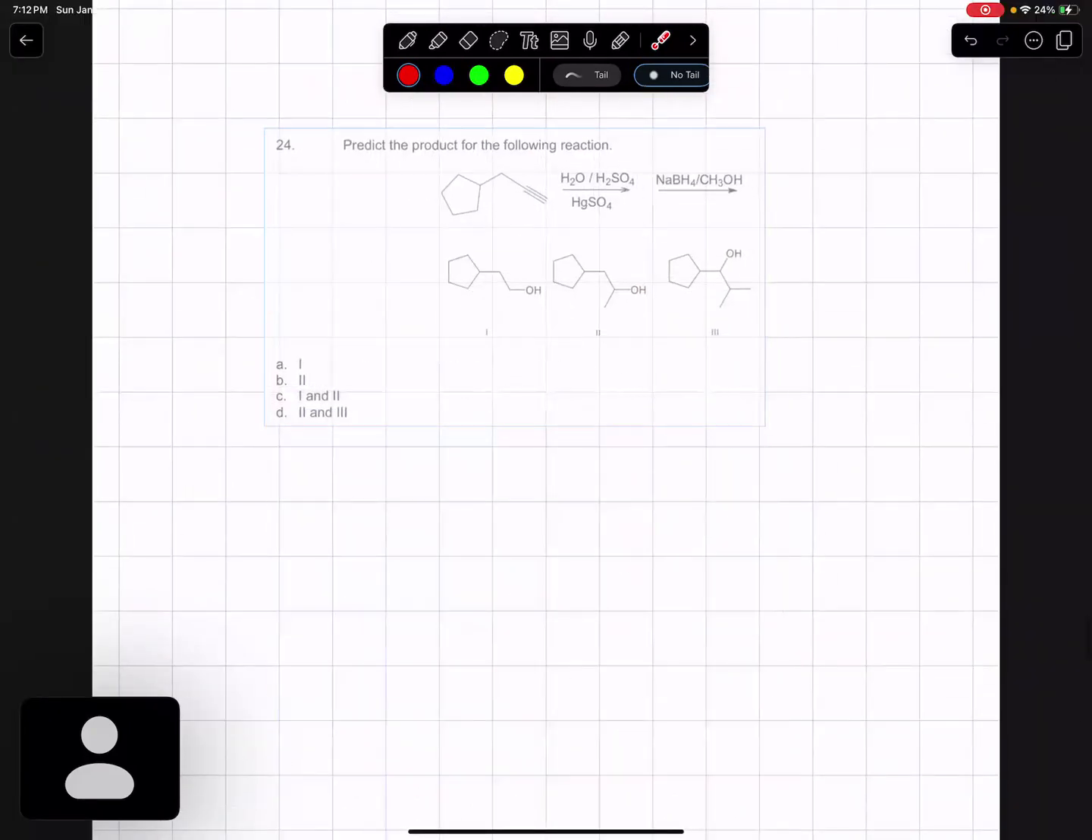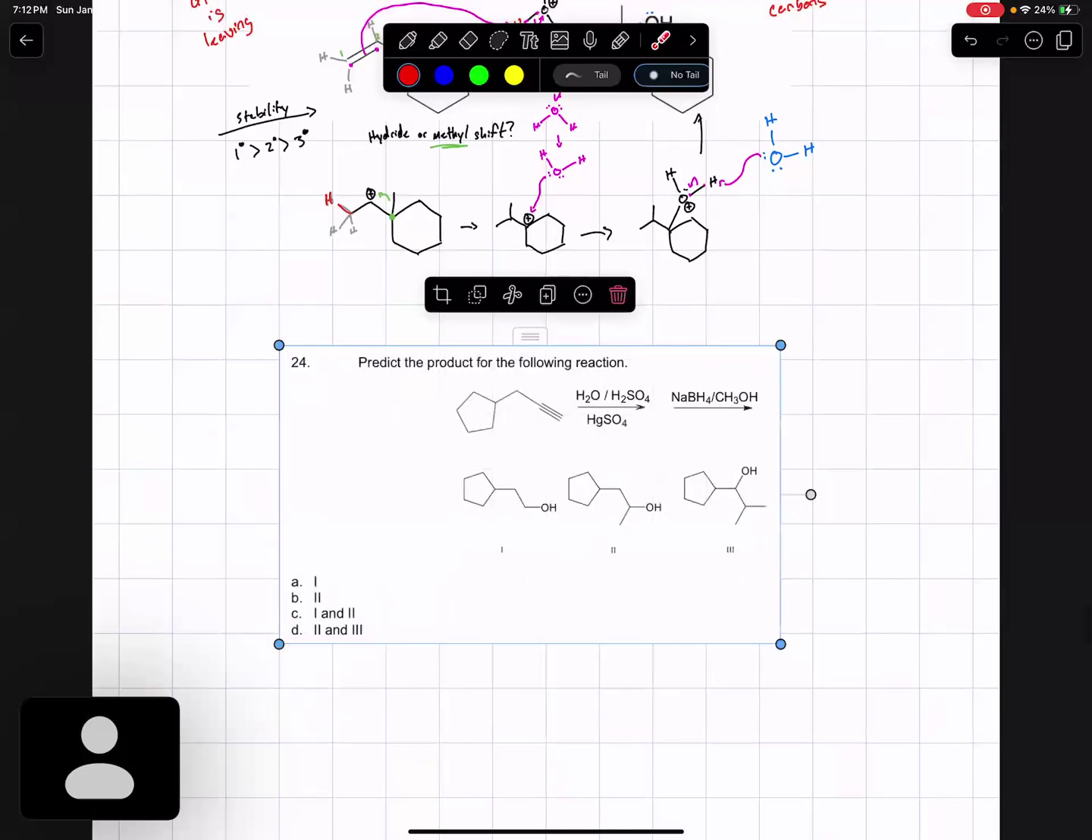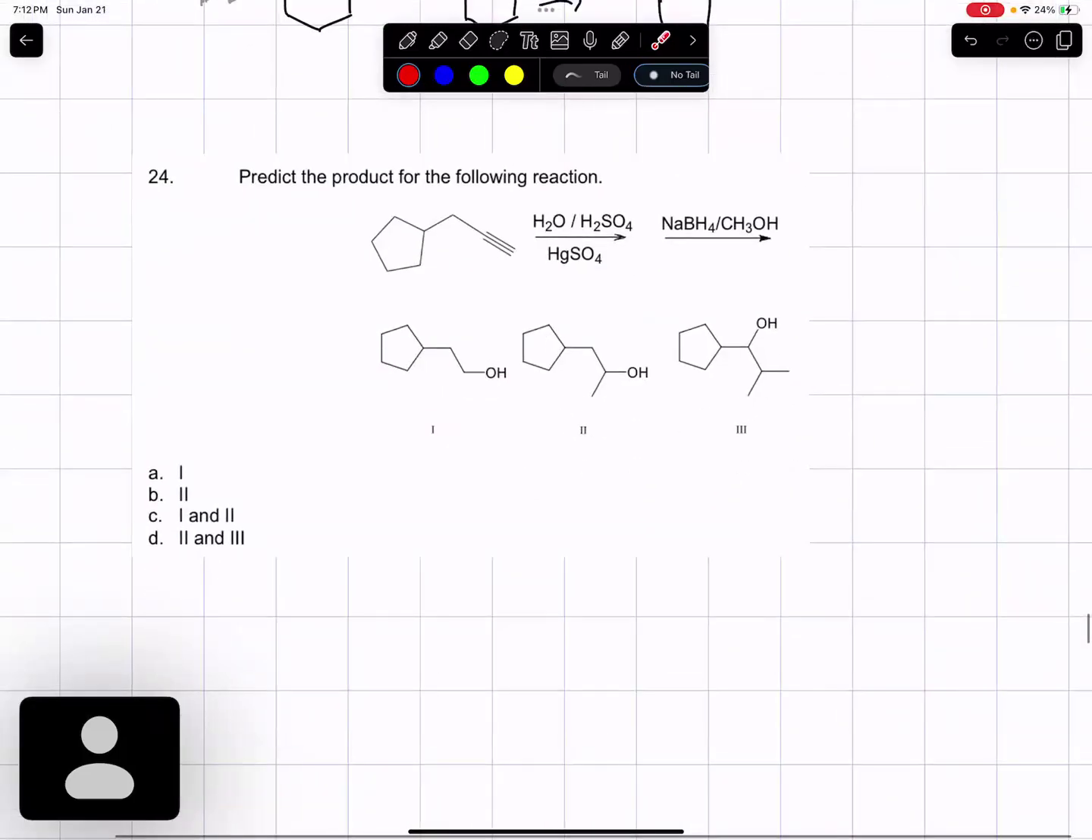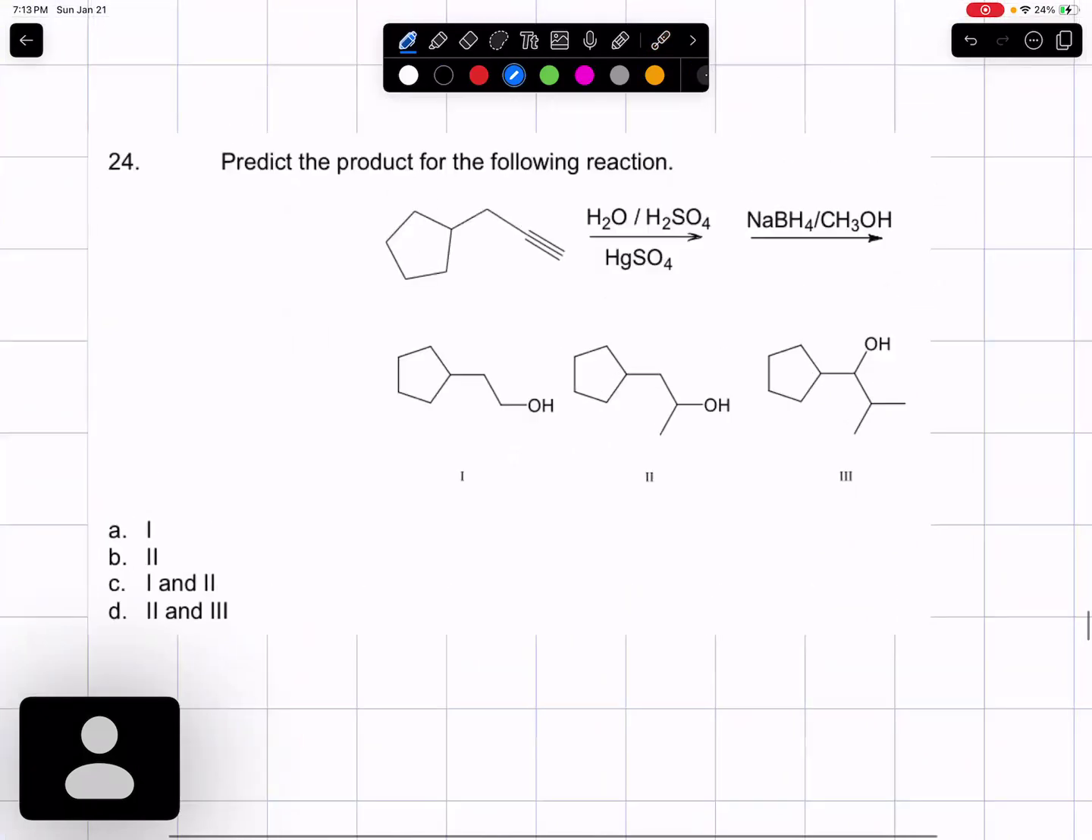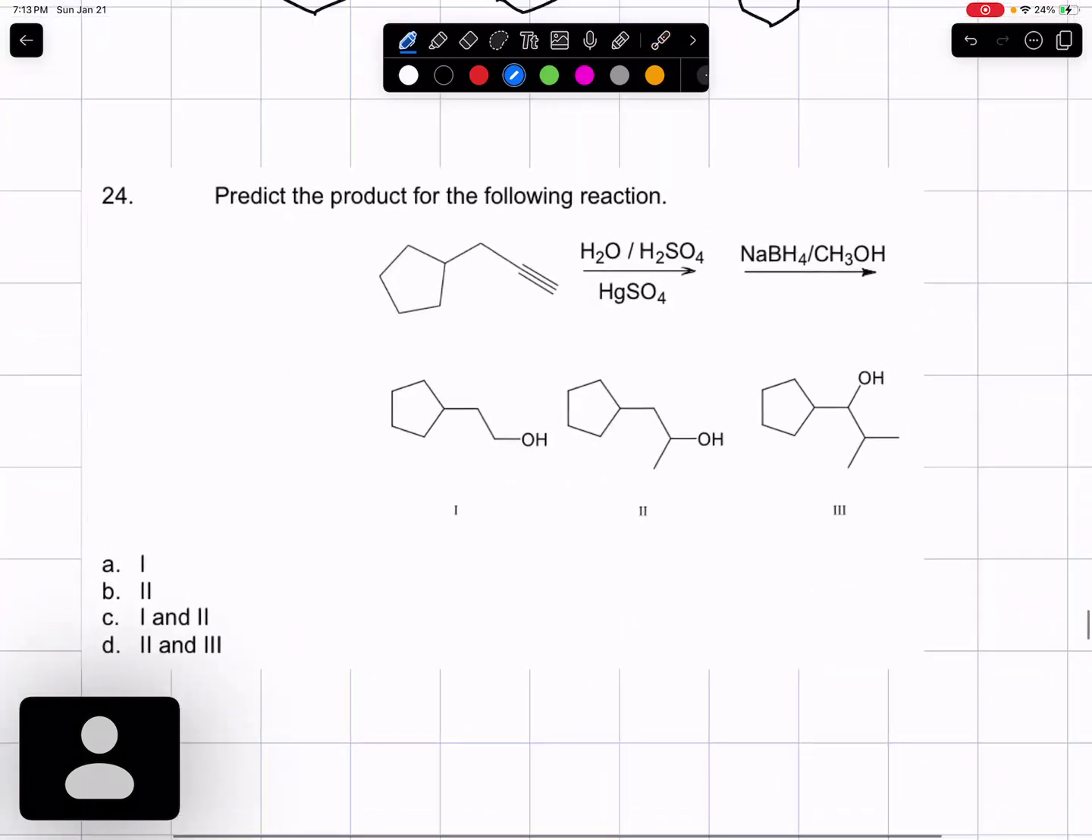All right, moving on. Very similar to the question that we've already done. But you guys tell me, what do you notice here? We've already talked about the different reagents. What kind of reagent is this? Name the reaction.